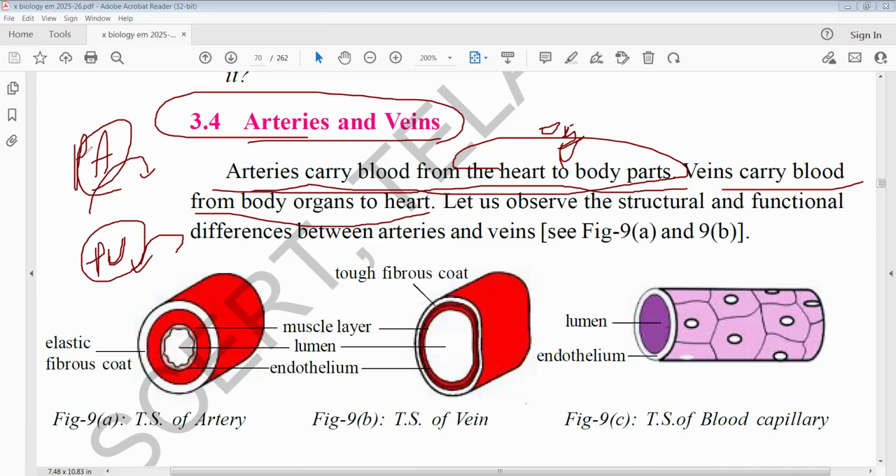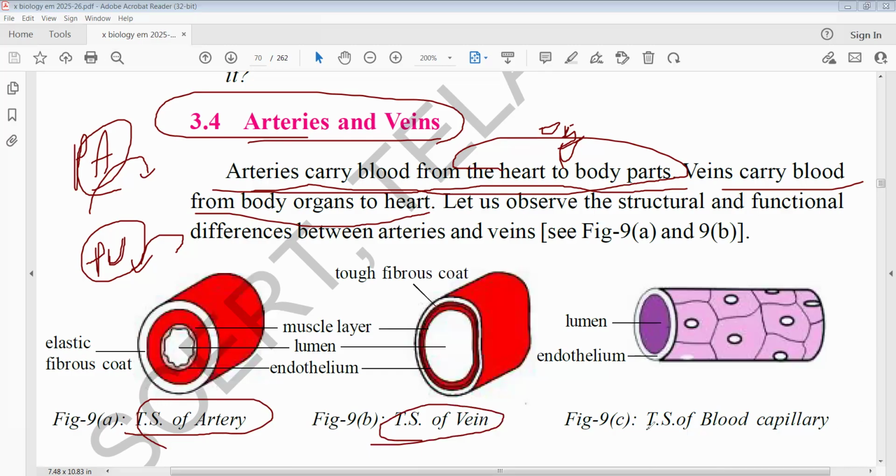Pulmonary means pul, meaning lungs. These special blood vessels belong to the lungs. They supply blood to the lungs and carry blood from the lungs. That is why we kept the names pulmonary artery and pulmonary vein. Now let us observe the transverse section of the artery and the transverse section of the vein.